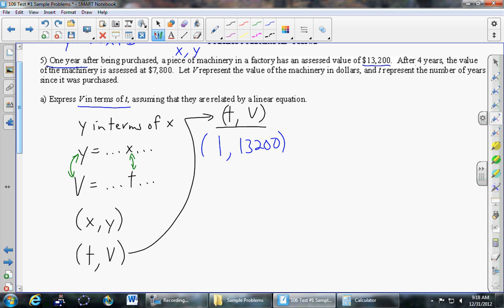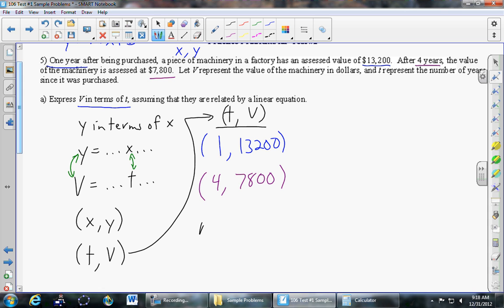And then the other numbers here, 4 years in, $7,800. So 4 is the T, it goes first. 7,800 is the value, it goes second. And now that we've got the 2 points, it looks like x comma y, it's very familiar to us. We could ignore the paragraph and the money and the time, and just solve like a normal y equals mx plus b thing.